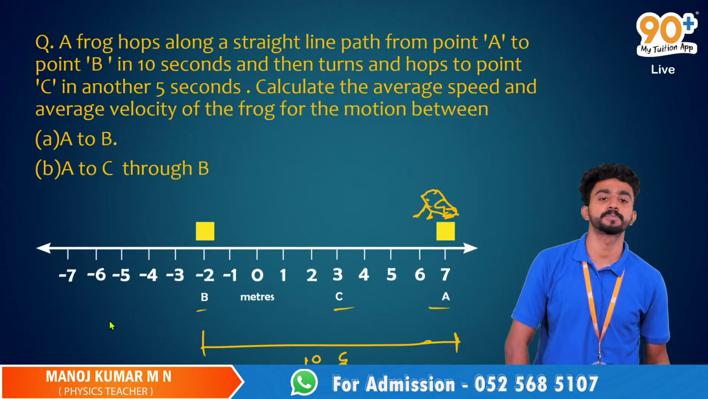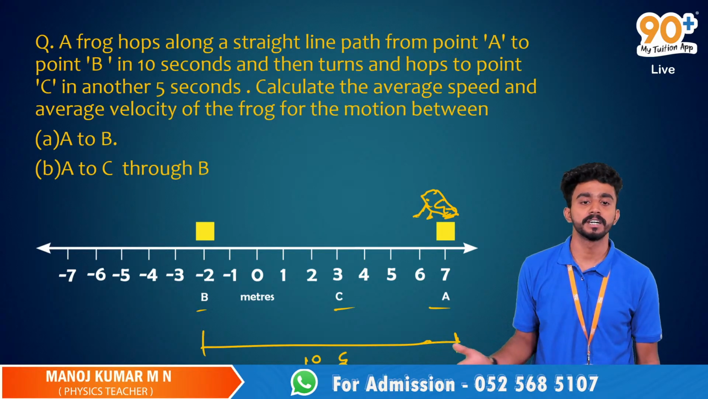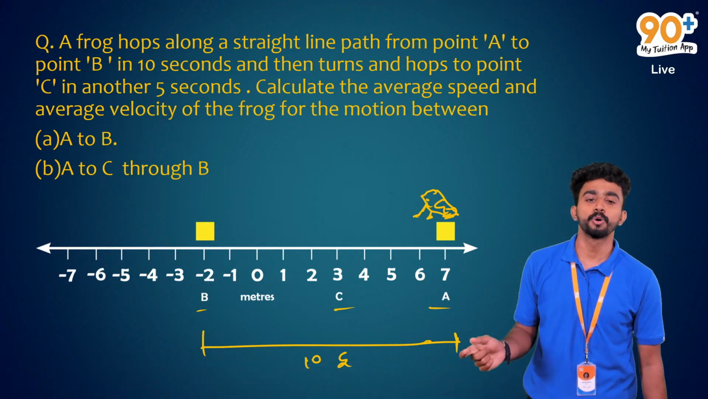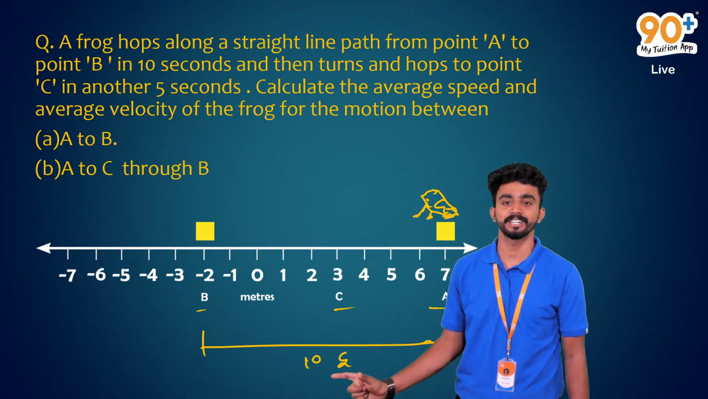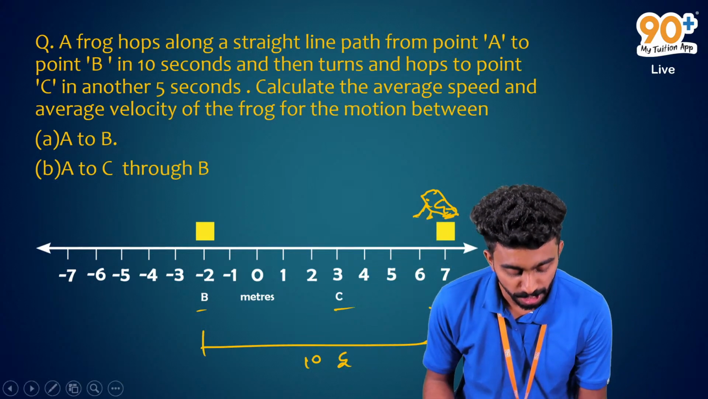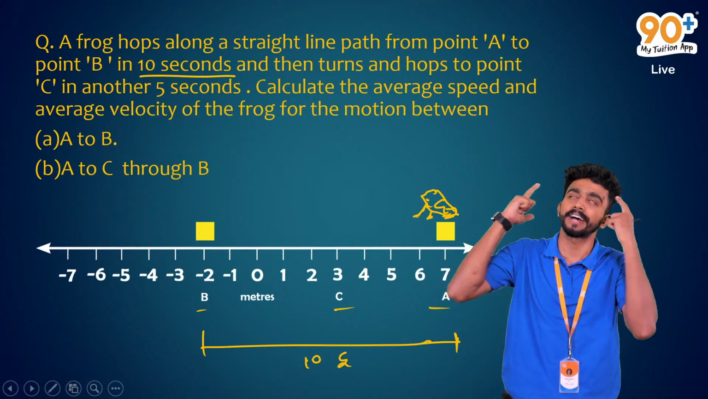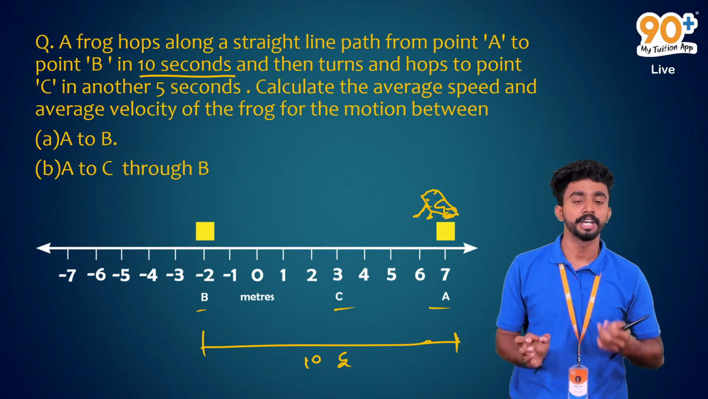So with respect to this frog's problem, what is happening? The frog is covering this particular distance. Here the frog is covering the distance from A to B in 10 seconds. Can you see, guys? It is given in the question. Whenever we get a particular question, we'll be trying to visualize it in our mind. It will help you a lot to get the answers.